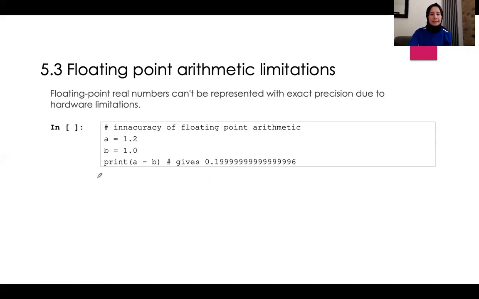Floating point real numbers can't be represented with exact precision due to hardware limitations. For example, we have two variables here, A and B. A equals 1.2, B equals 1.0. When we subtract these numbers, this will produce this result. So when we run this, this is the result we will get. Basically it doesn't give us 0.2. This is one of the limitations of floating point numbers.